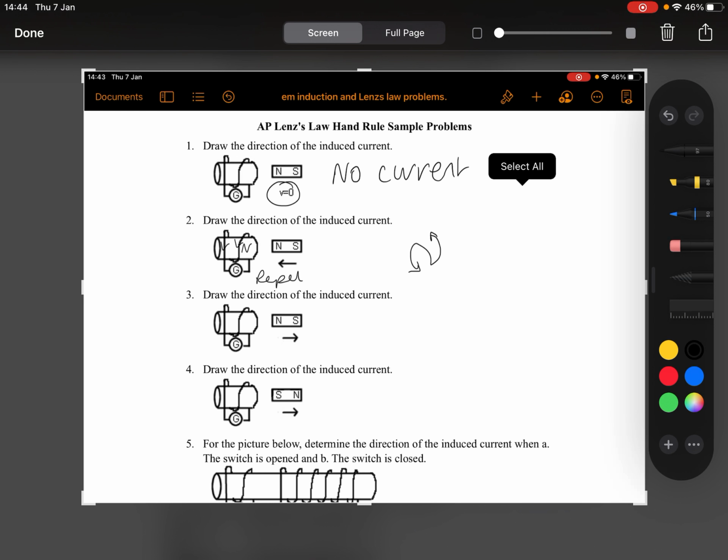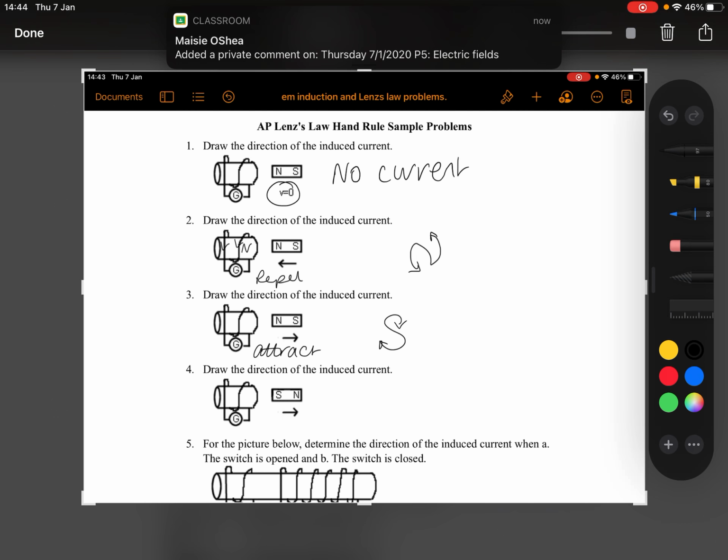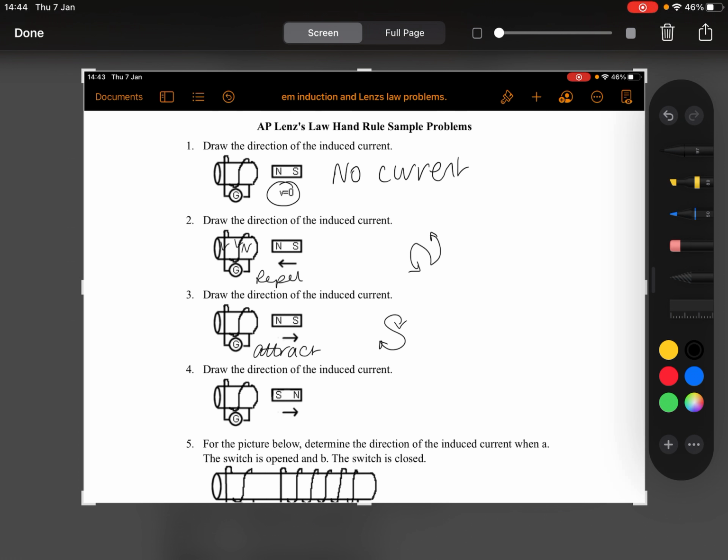3, draw the direction of the induced current. So here you can see the north pole is being pulled apart. So it's going to try and attract, which means it's a south pole. And again, south pole is clockwise, which means the current here will be going up. It is clockwise as you look at the coil, by the way.